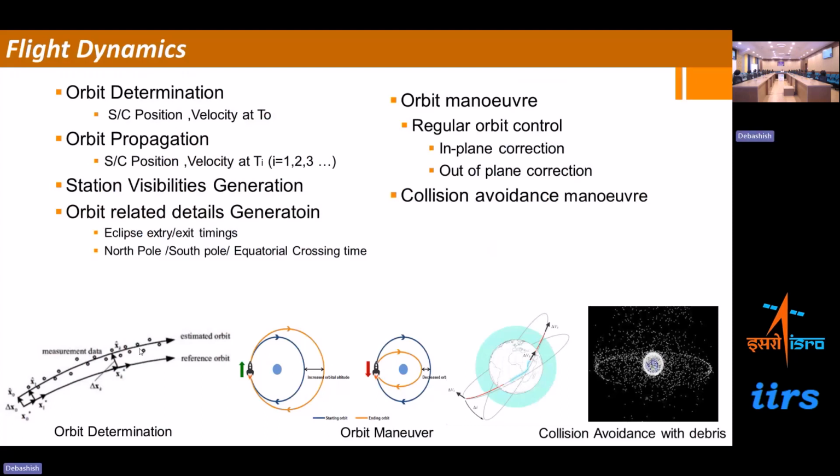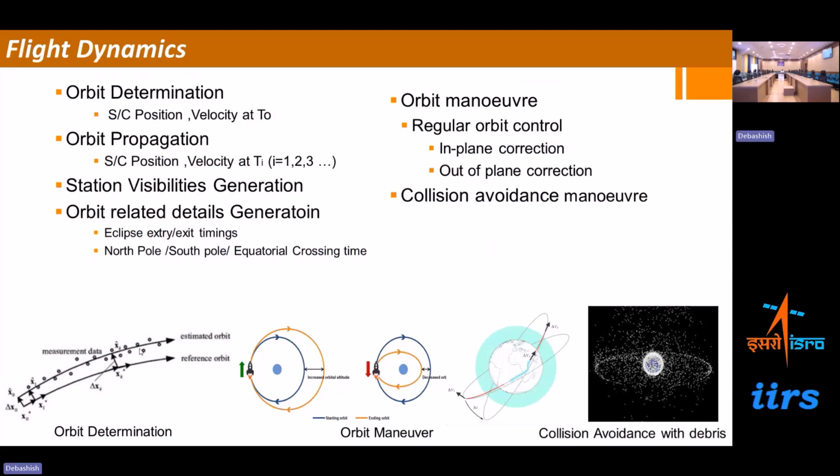Along with that, some of the orbital events: when is the eclipse entry, when is the eclipse exit, when the satellite is on the North Pole, when the satellite is on the South Pole, the satellite equatorial crossing time. These are all very much required when you do planning activity. So this information will also come from the orbit propagation models.